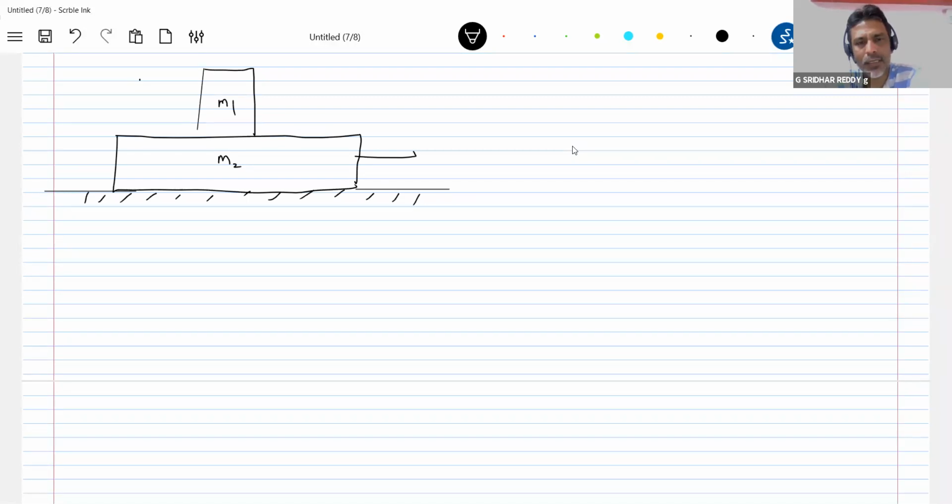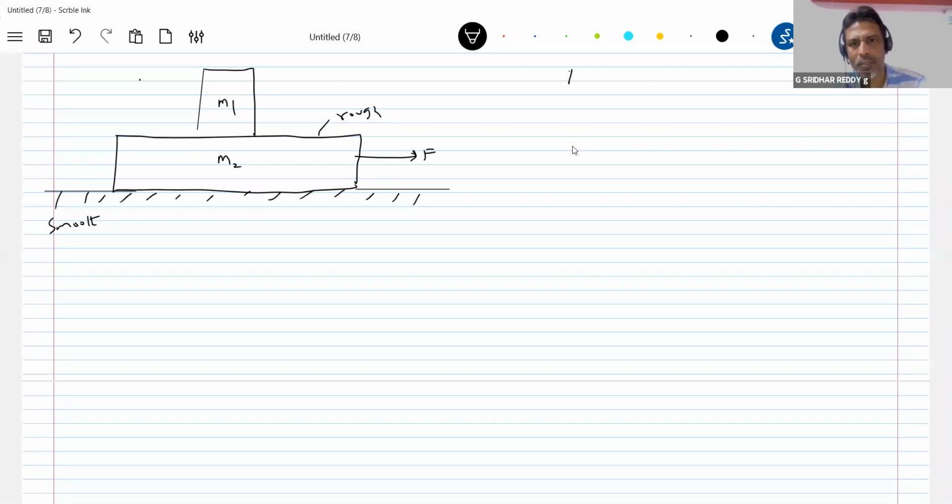Now, I'll begin like this. This is the force, and this is rough. Initially, let me make this smooth. Later on, I'll make the ground rough also. So initially the block is placed on the plank, and I start pulling the plank with a force. What should be the maximum force for which no slipping occurs between the blocks?